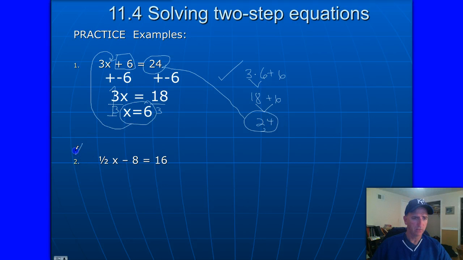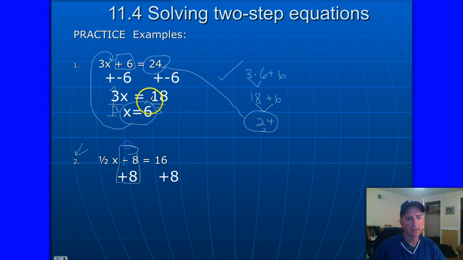All right, let's take a look at number 2 here. I have 1/2 x minus 8, so I'm going to add 8 to both sides. Again, we're trying to undo that. Thinking of that as plus negative 8 makes more sense to me. All right, negative 8 plus 8 is 0. So you're left with this 1/2 x here.